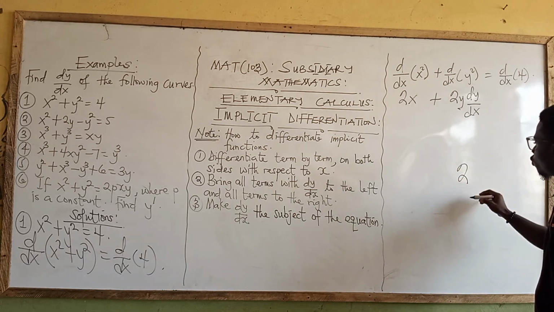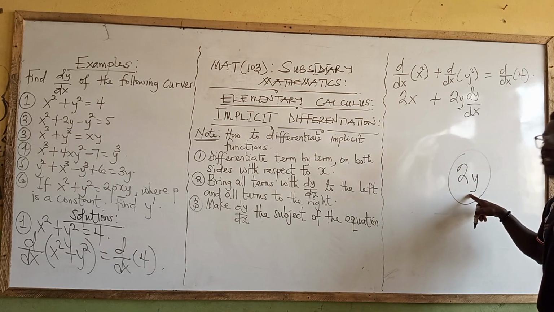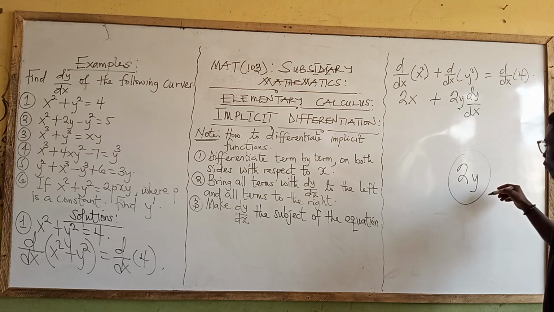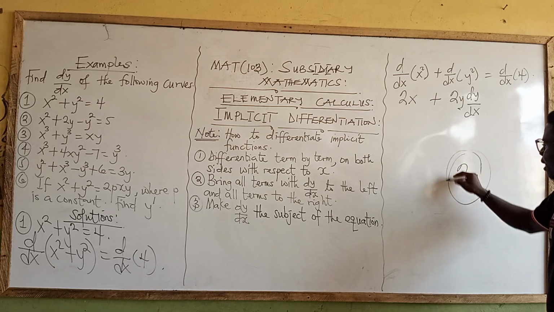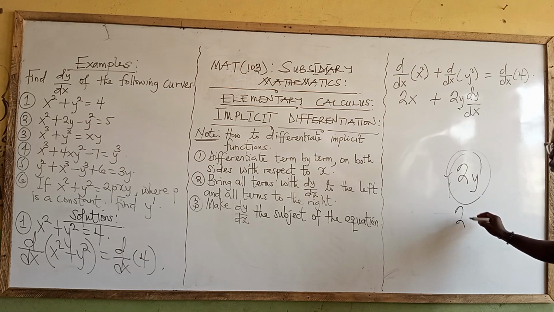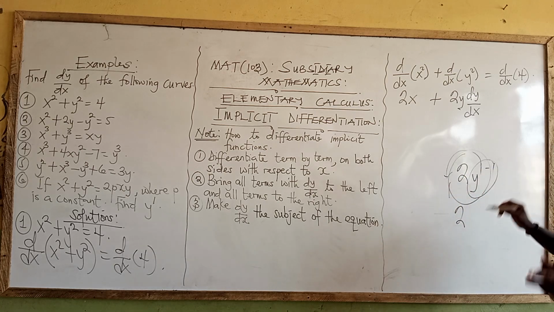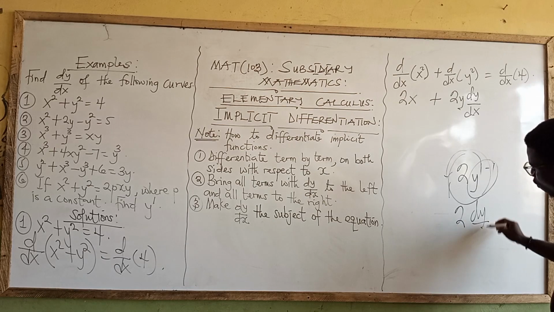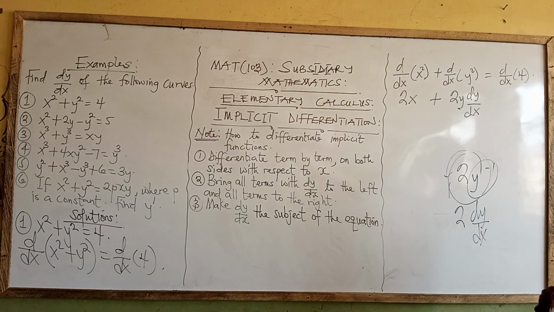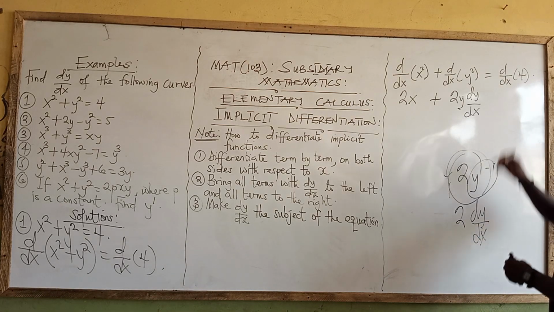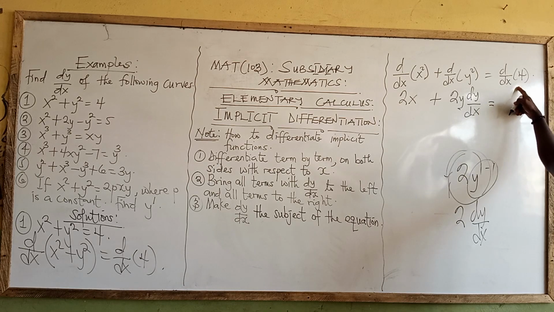Let's say you have 2y and you want to differentiate 2y with respect to x. 1 comes down, so we get 2. Then we subtract 1, so this goes to 0. Don't forget to bring dy over dx. Alright. So this must be equal to, this is a constant, so we get 0.